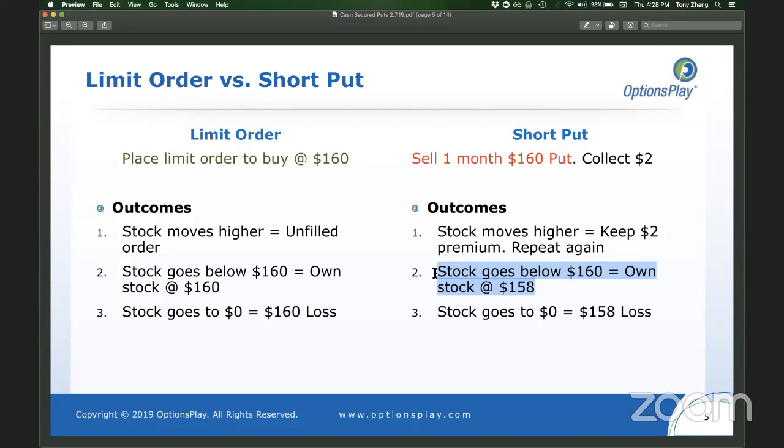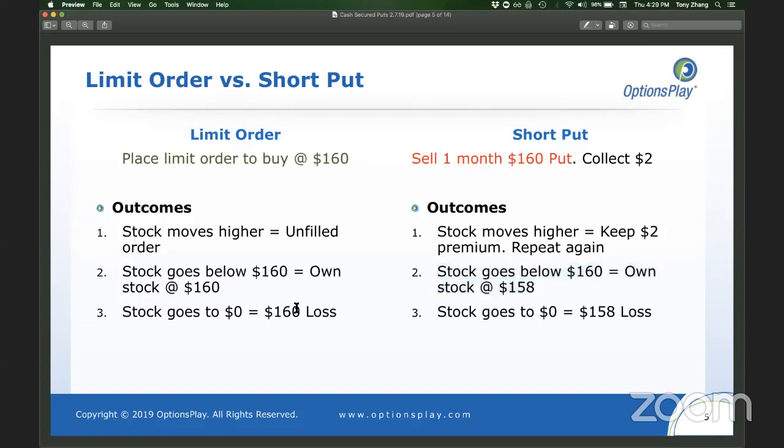You technically own the stock at 160, but because you've received $2 to place that short put, your net effect on that trade would be you would own that stock at 158. So if the stock goes below your limit order price, you now own the stock at a slight discount. Conversely, if Apple goes all the way down to zero, which is always a possibility after you own the stock, that the stock goes bankrupt, whatever that is. In the case of Apple, very unlikely, but let's just say that happens.